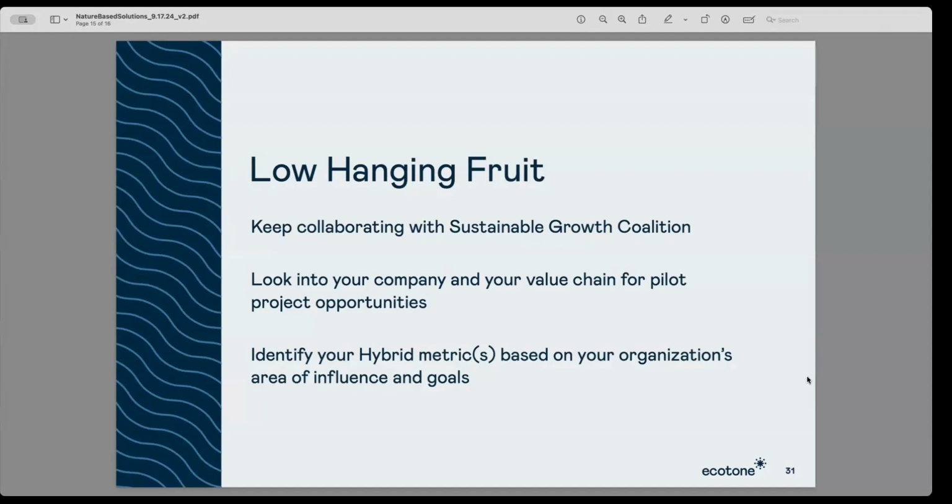Look into the opportunities of your own supply chain and value chain to pilot different nature-based solutions. I'm sure there are folks in your supply chain that are already working on this, and you could help scale that or learn from that and then replicate it. Yeah, and try to identify some of those hybrid metrics to better understand the efficiency of your programming and not just the outputs of it, right?